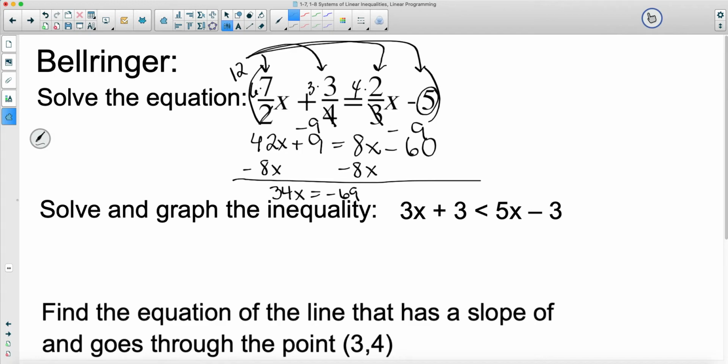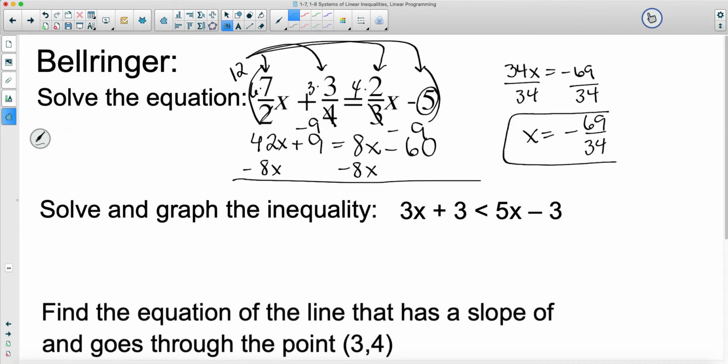Then we can divide those two numbers, so divide both by 34. Alright, so we get x equals negative 69 over 34. We have to see if we can reduce a little bit, which I don't think we can, because 69 is an odd number and 34 is an even number, so nothing will come out of those. So that's our solution for that one. It's kind of an ugly number to check.